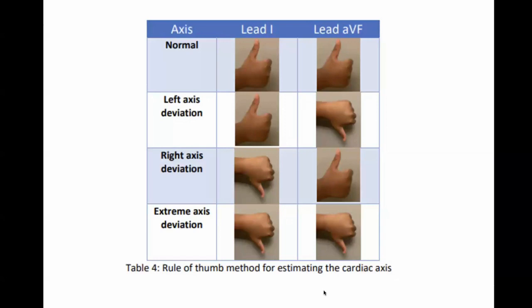A very simple way to assess the axis is the rule of thumb method. To use this method, look at leads 1 and AVF. Lead 1 correlates with your left thumb, while lead AVF correlates with your right thumb. Thumbs up equals an upwards QRS deflection. Thumbs down equals a downwards QRS deflection. So as you can see in the table on your screen, we are then able to determine the axis of the ECG by using our hands.